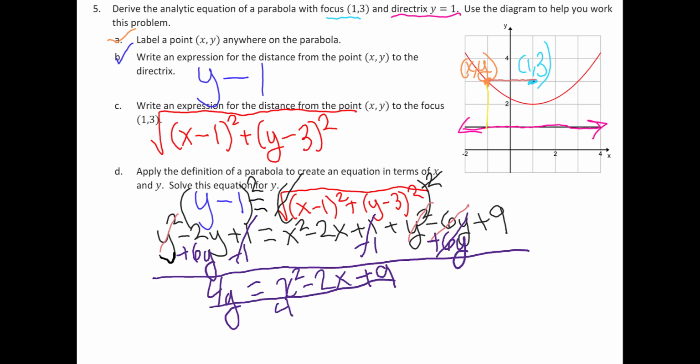I'm going to write over here just so I have more room. We get as our final answer, y is equal to 1/4 x squared minus 1/2 x plus 9/4.